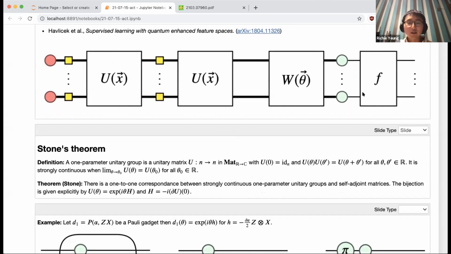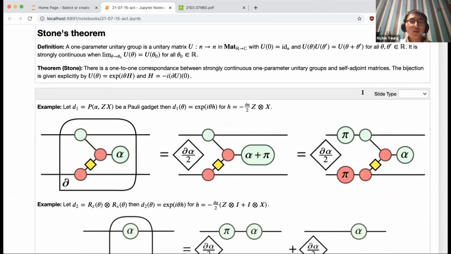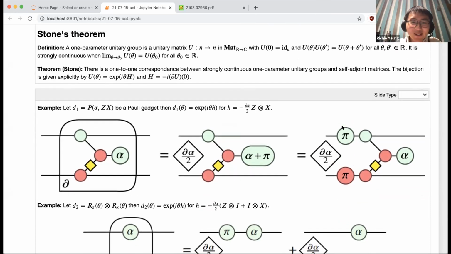Cool. Okay, so I have a couple of minutes left. I'm going to talk about Stone's theorem. So what Stone's theorem... You got 1 minute left, Richie. Oh, okay, I'm gonna try to get through this.